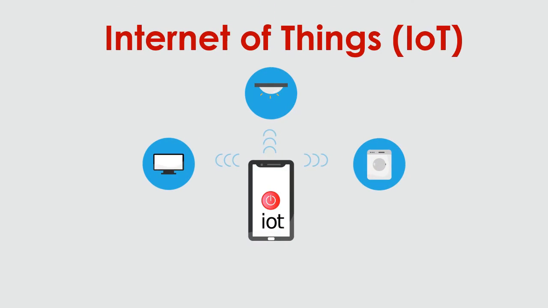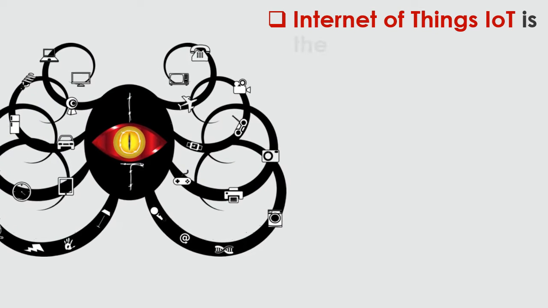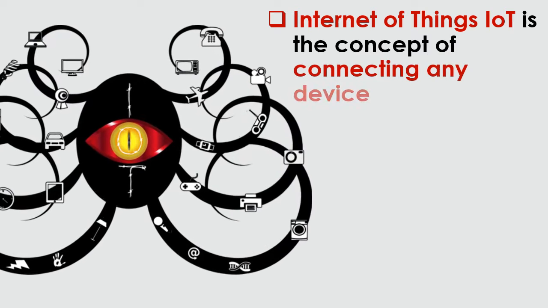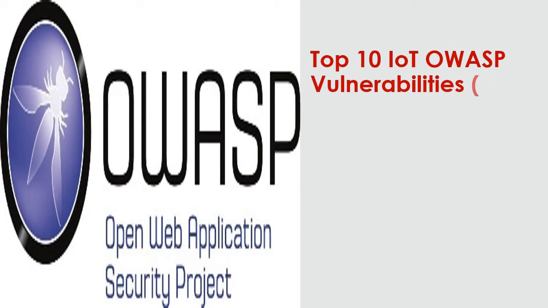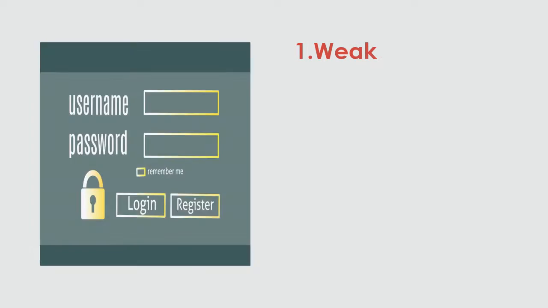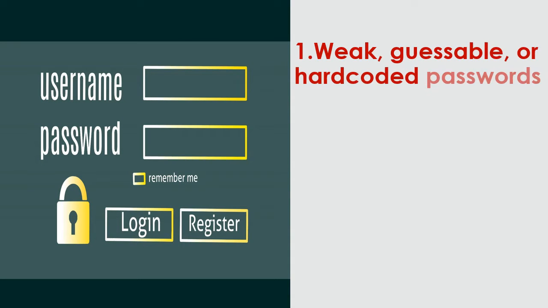Internet of Things, IoT. The Internet of Things (IoT) is the concept of connecting any device to the Internet and to other connected devices. Top 10 IoT OWASP Vulnerabilities, 2018. Weak, guessable, or hard-coded passwords.